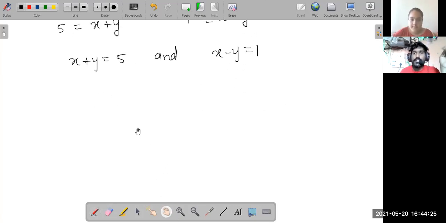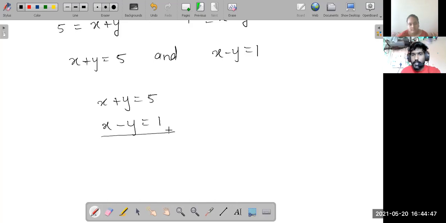Now these two equations, you solve simultaneously. You can use Cramer's rule or whatever, but Cramer's rule will be a little lengthy here. Solving simultaneously, you'll get the answer immediately. So x plus y is equal to 5 and x minus y is equal to 1. Can you see what is getting cancelled? Plus y, minus y you can cancel.